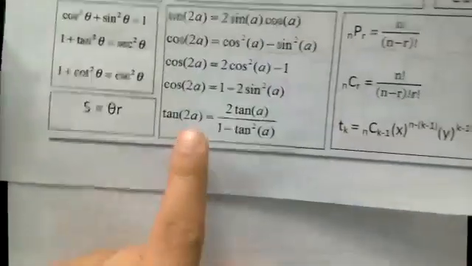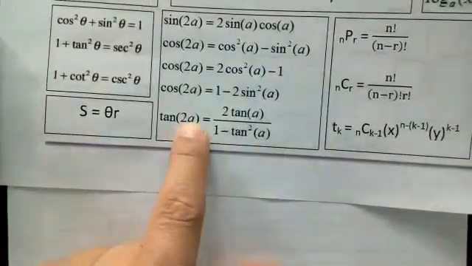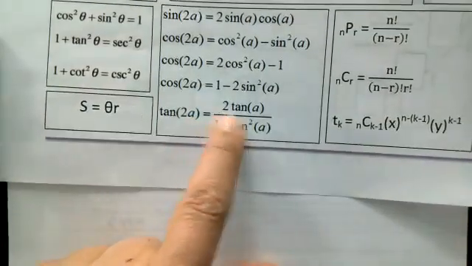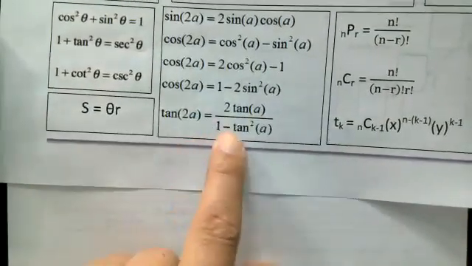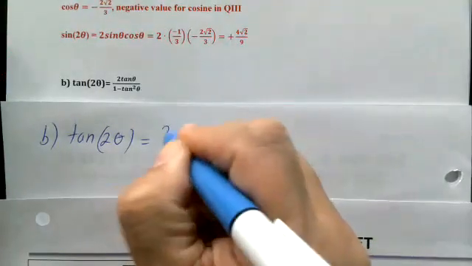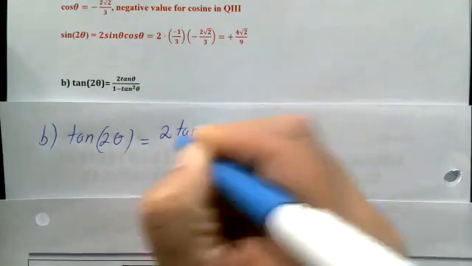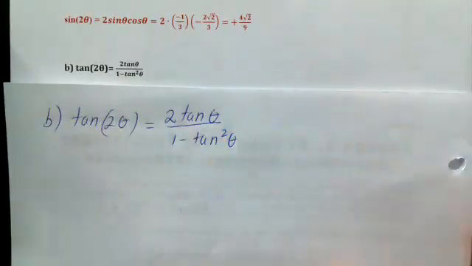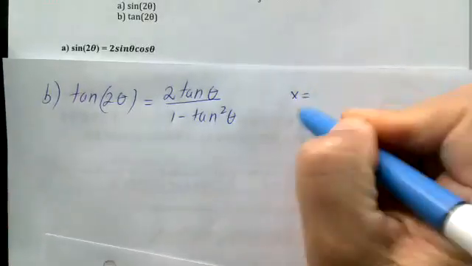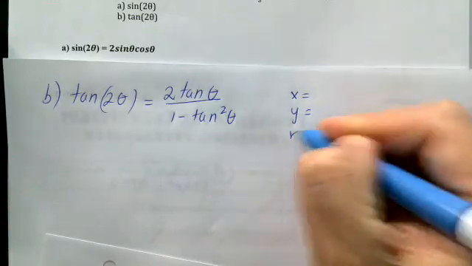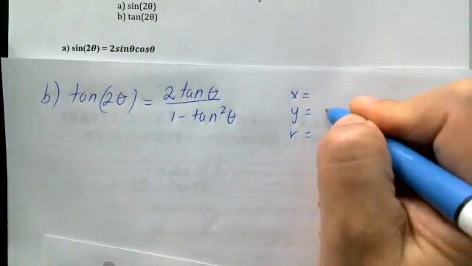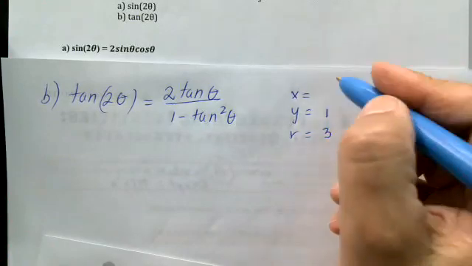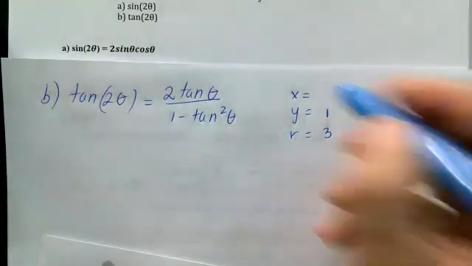So we want tangent of the double angle. So 2a is written in your formula sheet: 2 times tangent of a over 1 minus tangent square of a. So let's copy that. 2 times tangent of theta over 1 minus tangent square theta. So we calculated what x was, y and r were given. So y is 1, r is 3, x was 2 square root of 2, right?